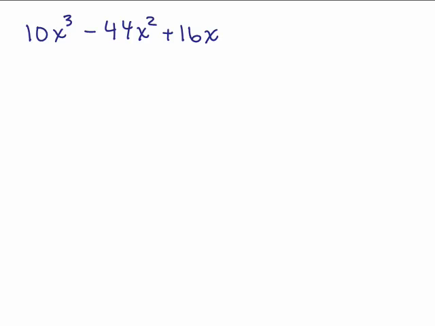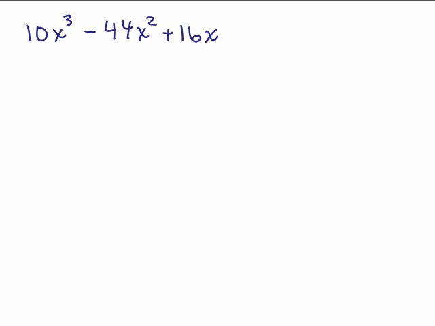Okay, let's say you were given this problem, factor 10x cubed minus 44x squared plus 16x. Well, it is a trinomial, but the first step, anytime you're factoring anything, is to see if there's a common factor in all the terms, and if so, to factor that out to the front. That's where you're doing the opposite of the distributive property. So that's step 1. So you're looking for the common factor.